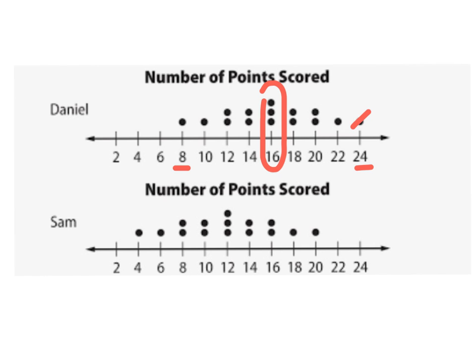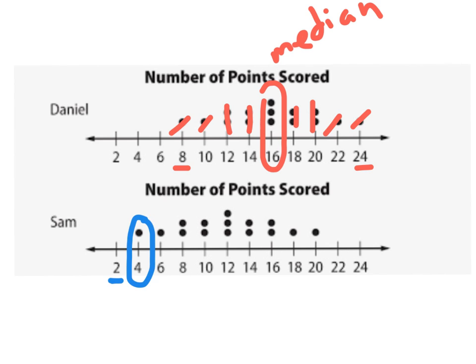We also need to find his median, his middle number. So we're going to cross out top to bottoms and see that 16 is also his median. When we look at Sam, looking at the range, don't be fooled with that 2. There's no dots on either one of those at a 2, but he has 4 for his low end. He didn't score a 24. The highest amount he's ever scored is a 20. So his range is from 4 to 20.